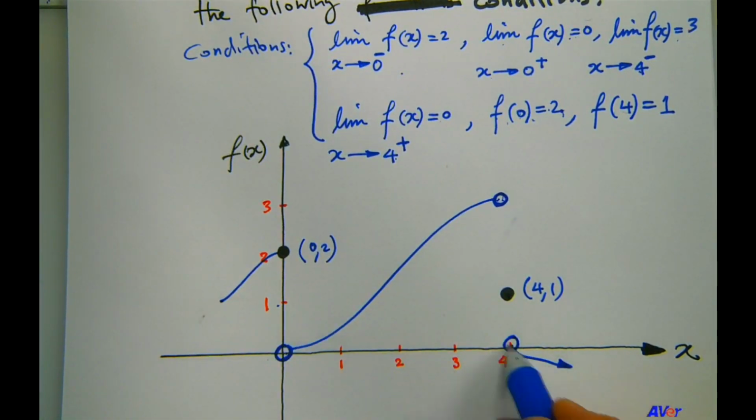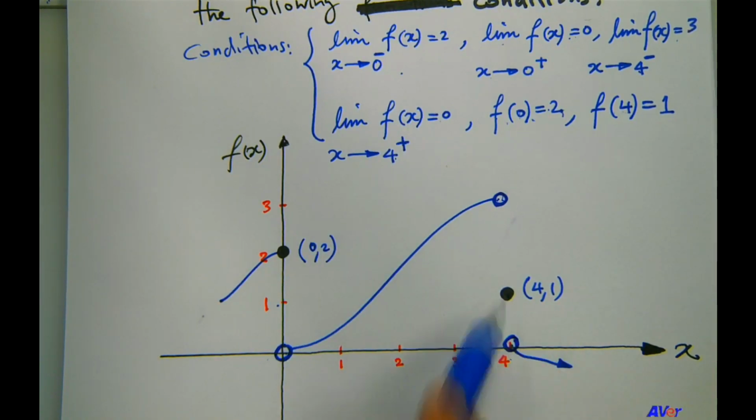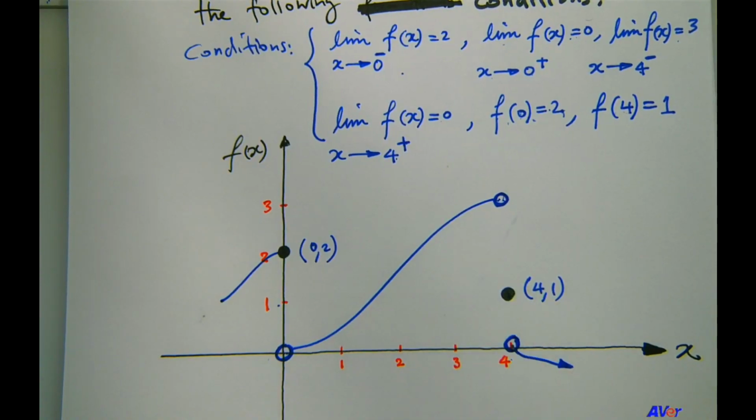Okay, so as we approach 4 from the left, from the right, the value of the function approaches 0. Approaches 0, right? But at 4, the function value is 1, which is that point. Okay, so that's the graph that satisfies all those limit conditions.